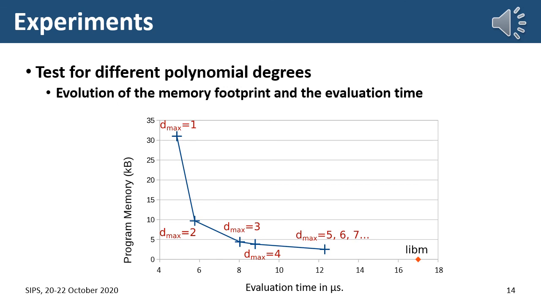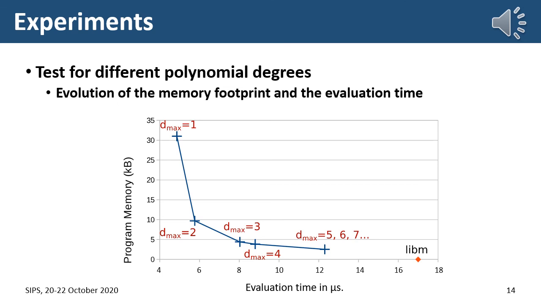Different tests have been performed on an ARM Cortex-A53 processor. The figure depicts the memory footprint and the polynomial evaluation time obtained for different values of the maximum polynomial degree d max. When d max is small, the segmentation is very fine in order to satisfy the error criterion. This fine segmentation needs a lot of memory to be represented. The evaluation time is on the contrary small because there are few coefficients.